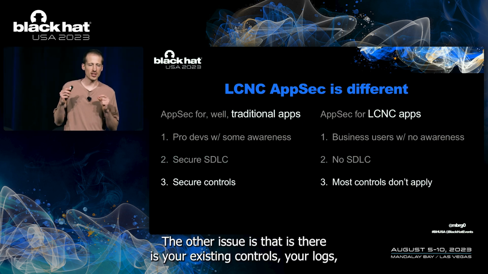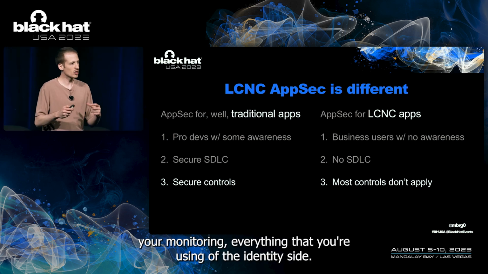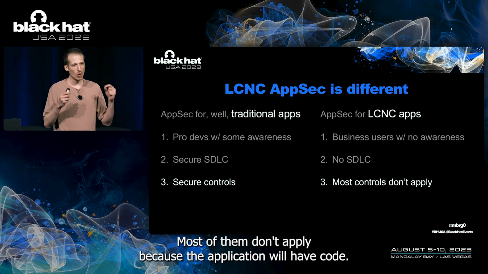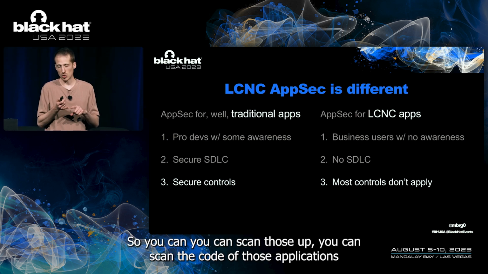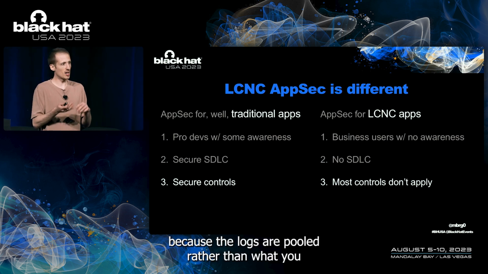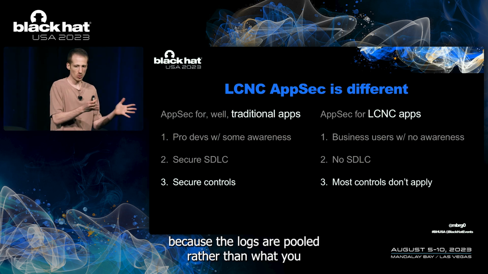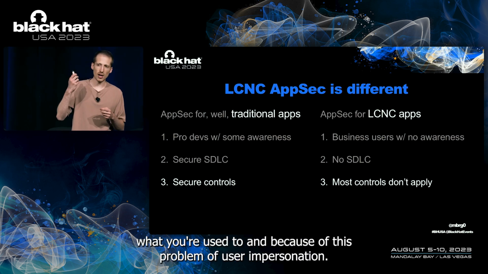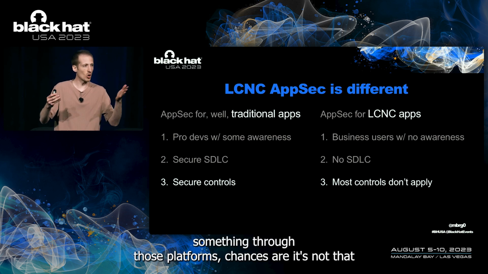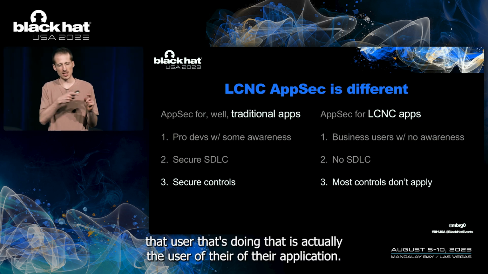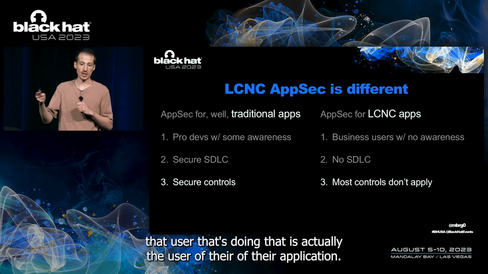The other issue is your existing controls. So your logs, your monitoring, everything that you're using on the identity side, most of them don't apply, because the applications don't have code, so you can't scan the code of those applications, because the logs are poor compared to what you're used to, and because of this problem of user impersonation. So if you see a user performing something through those platforms, chances are it's not that user doing that, it's actually the user of their application.